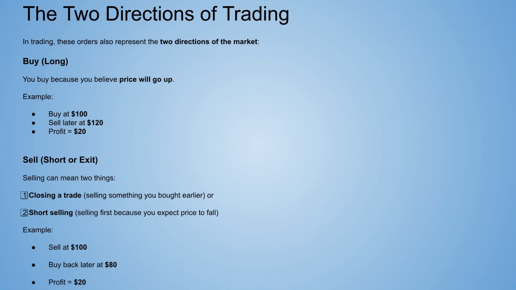In trading, the buy direction is called long. You buy long because you expect the price to increase. The sell direction is called short, or exit. Selling can mean closing an existing long trade or initiating a new trade called short selling, where you profit if the price falls.